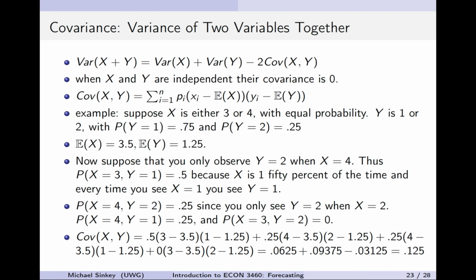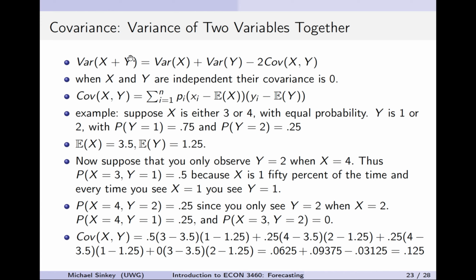Let's have a look at another concept called covariance. So let's suppose we create this new variable z, which is associated with x plus y. Now let's redefine x to be 3 or 4 with equal probability. Y is 1 or 2. The probability that y is equal to 1 is 0.75. The probability that y is equal to 2 is 0.25. So 1 is more likely for y. X could be 3 or 4.